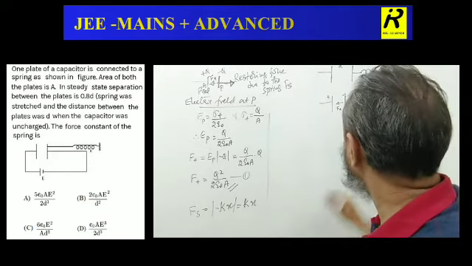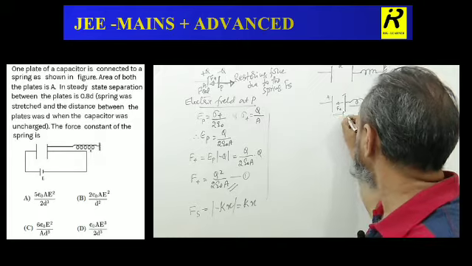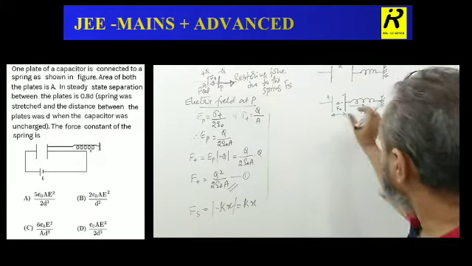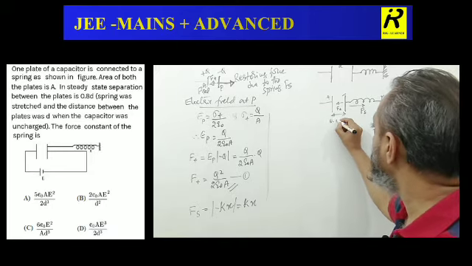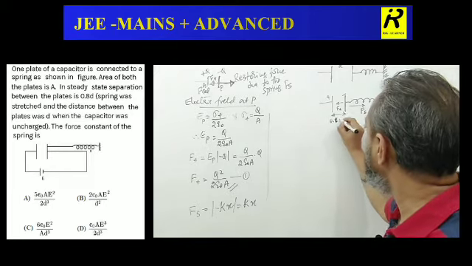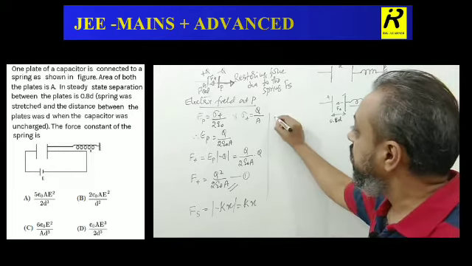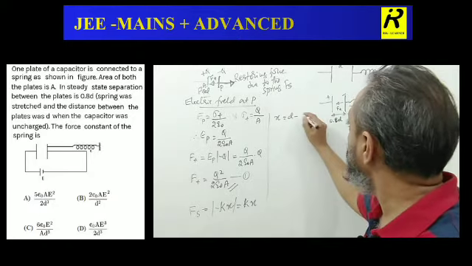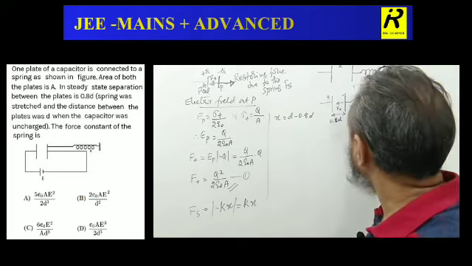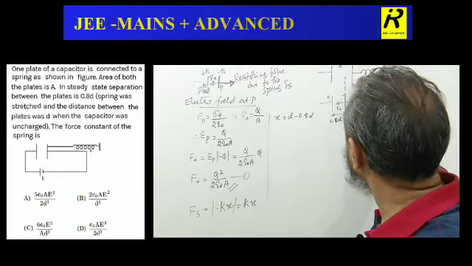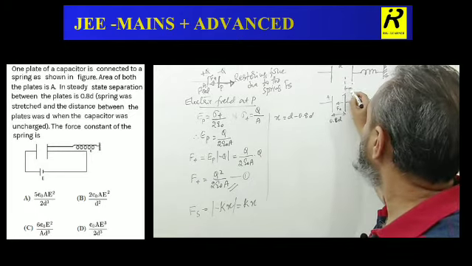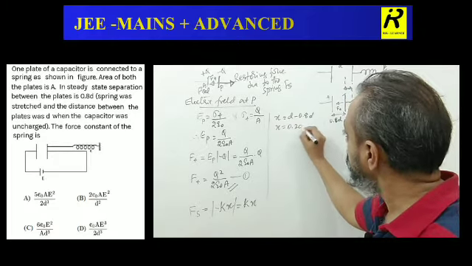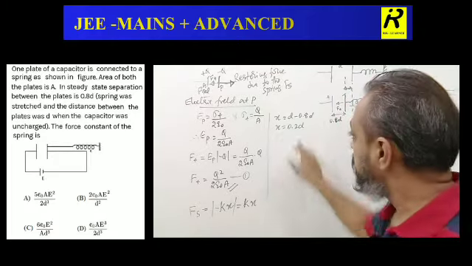See, this distance is what is said in the question. When the capacitor is charged, and at this equilibrium position, the distance between the two plates is 0.8 d. Therefore, x is nothing but d minus 0.8 d. That will give the extension in the spring, that is this gap. This is the extension in the spring, and that is nothing but 0.2 d.